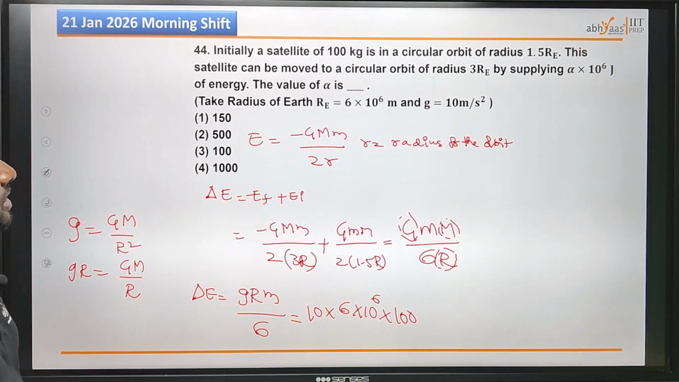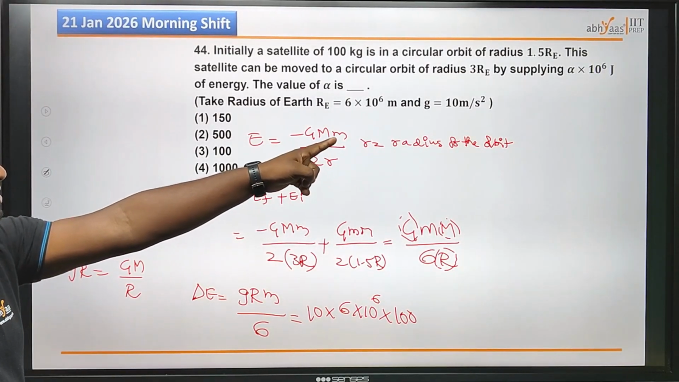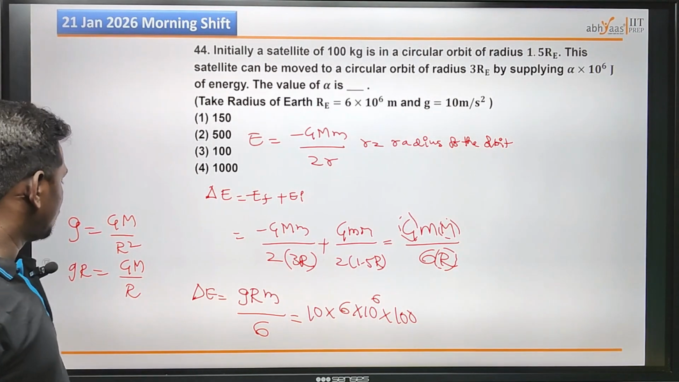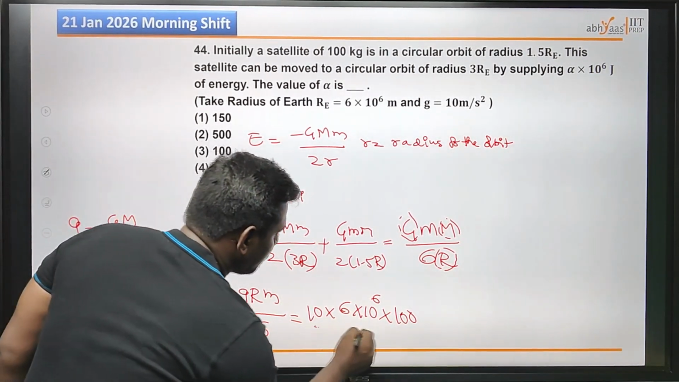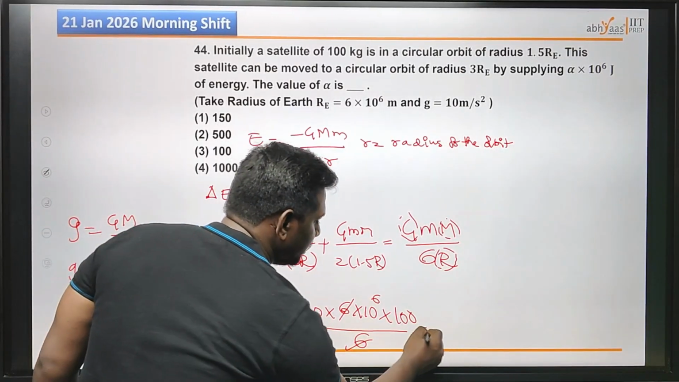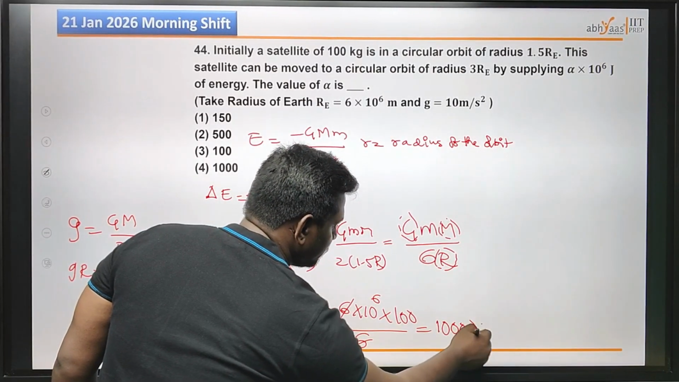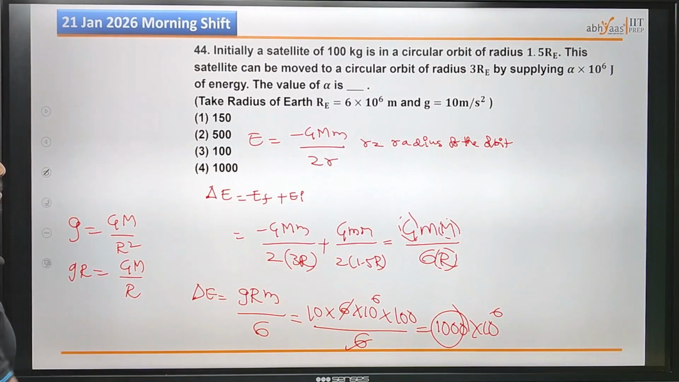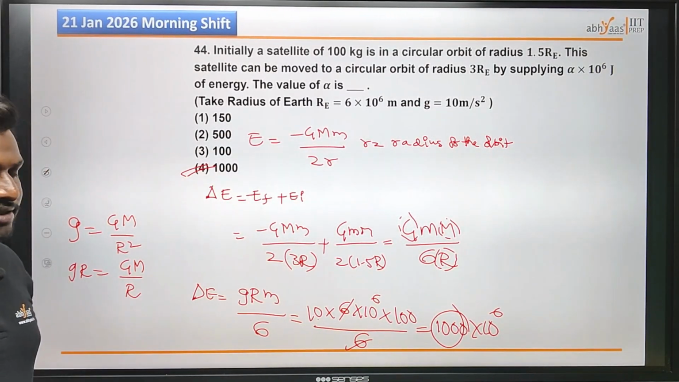So what is alpha into 10 to the power of 6? We are having 6 here, so 6 gets cancelled. So 1000 into 10 to the power 6. This is the value of alpha. So option 4 is the right answer.